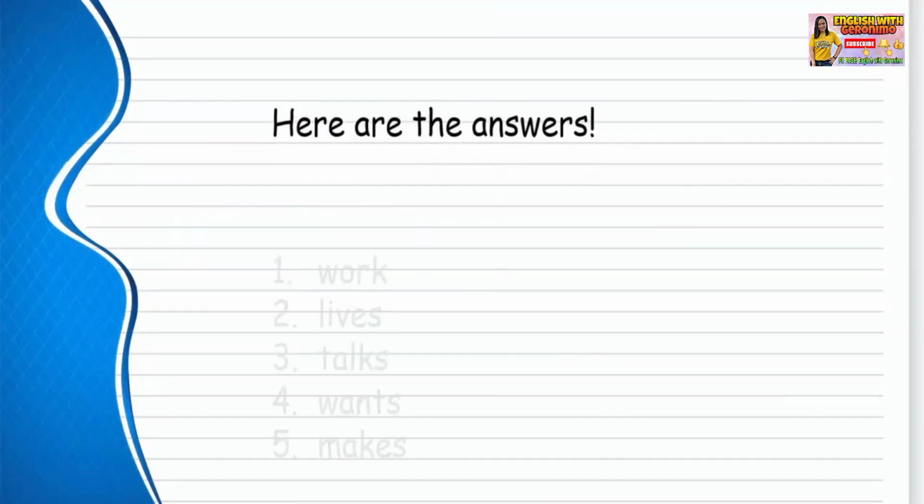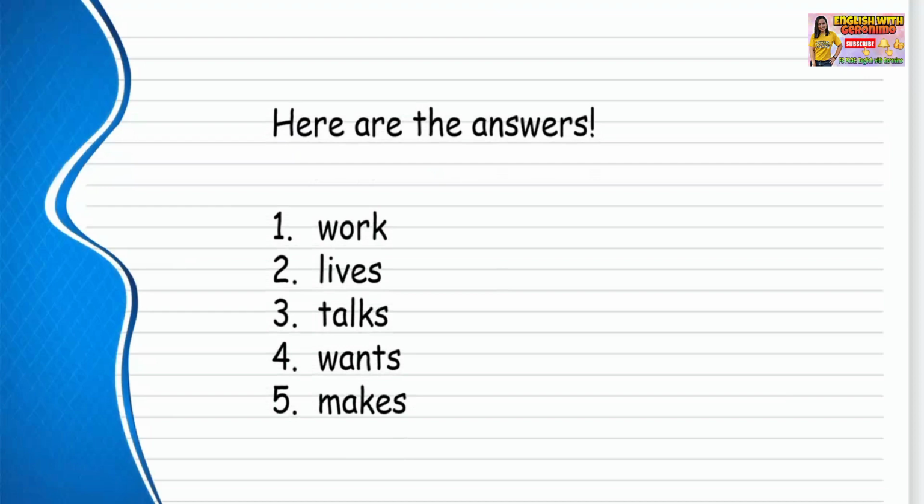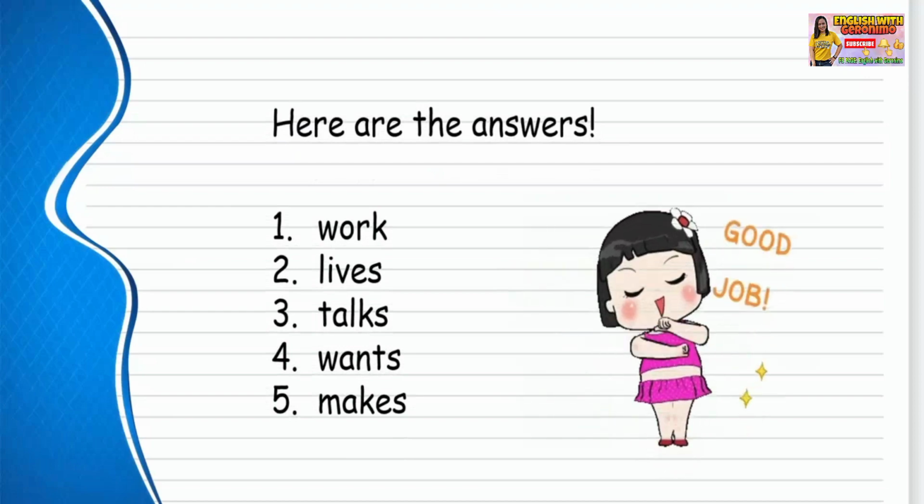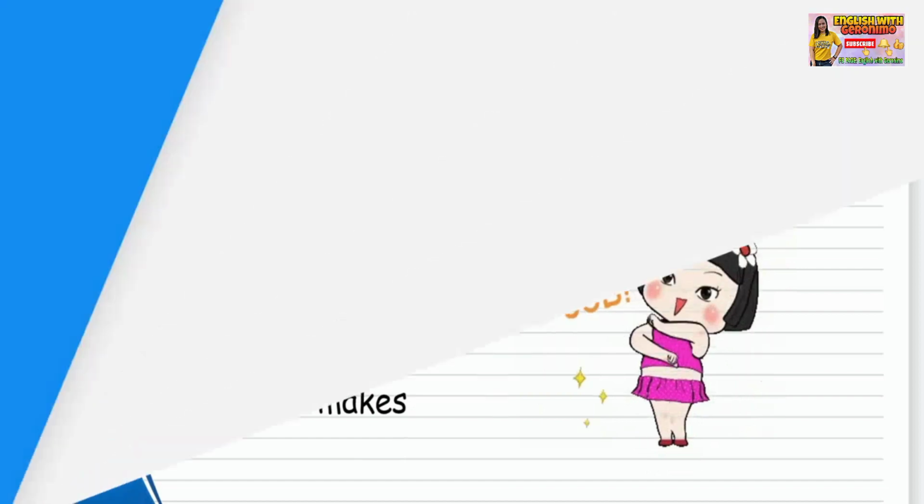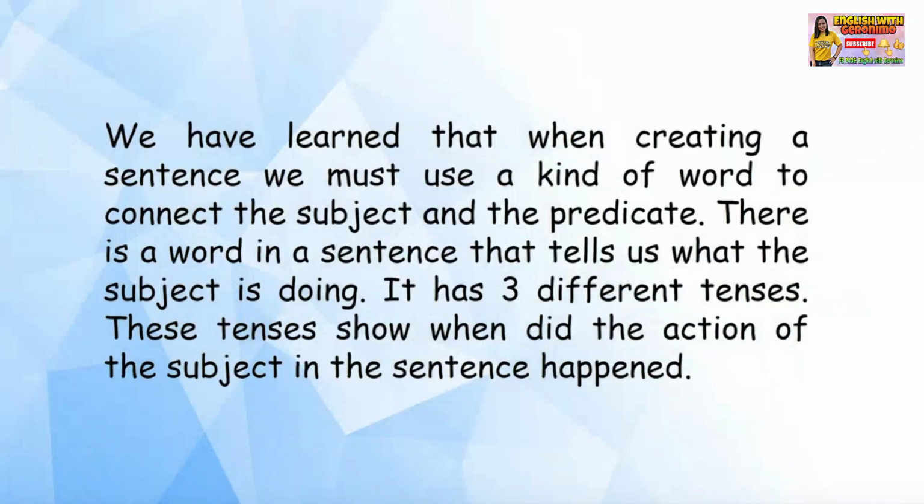Here are the answers. Good job if you got all the correct answers. We have learned that when creating a sentence, we must use a kind of word to connect the subject and the predicate. There is a word in a sentence that tells us what the subject is doing. It has 3 different tenses. These tenses show when the action of the subject in the sentence happened.